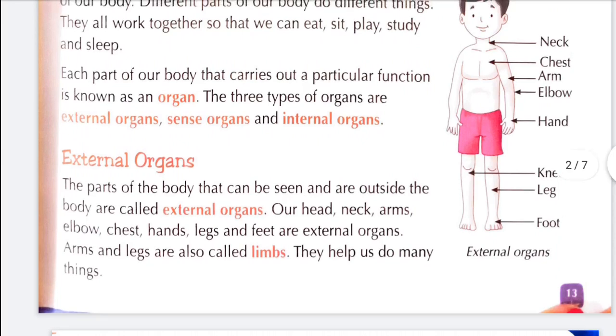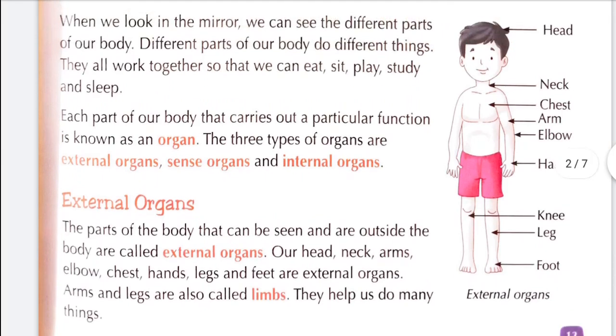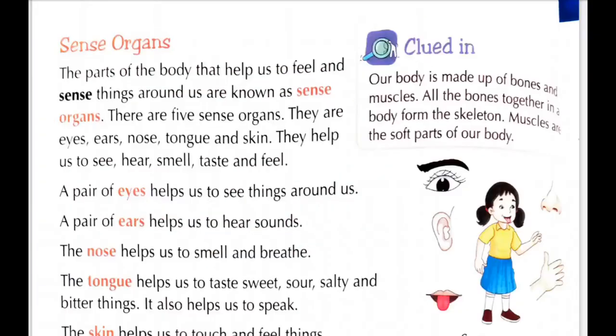Okay, you can see the pictures over here. Some external organs are given like head, neck, chest, arm, elbow, hand, knee, leg, foot, etc. Now move on to the next, that is sense organs.